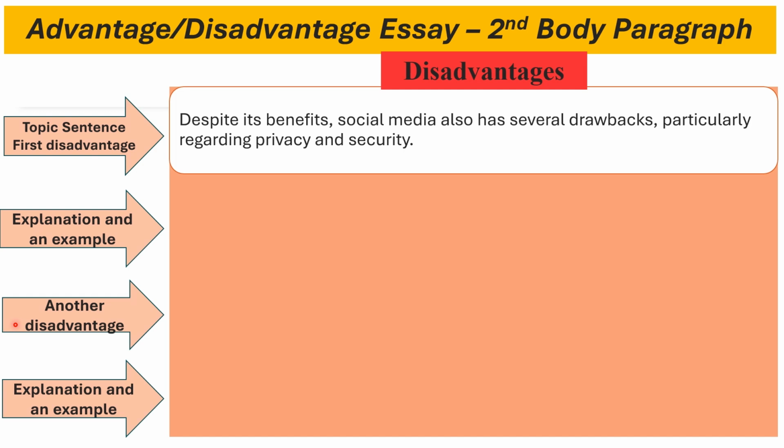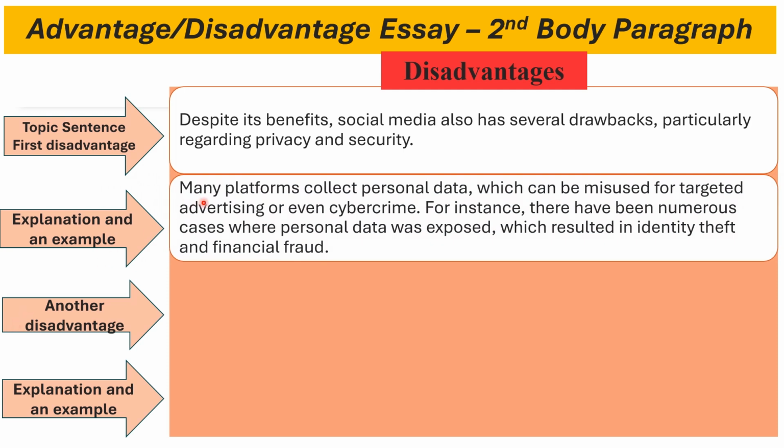Here we expand on the idea of privacy risks by explaining that social media platforms gather personal data which can be exploited. This can be written as, many platforms collect personal data which can be misused for targeted advertising or even cybercrime. To support our point, we can provide an example of how data breaches can lead to serious consequences.